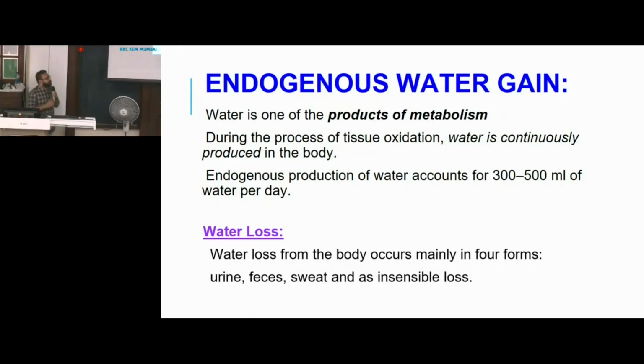Okay, what are the sources of water loss? Pretty much common and pretty much known to you. Water loss from the body occurs mainly in 4 forms: urine, feces, sweat, and as insensible loss. Okay, so we all know about the urine. What is the normal urine volume we excrete? Yes? Any volunteer? What is the normal urine excretion in our body or from our body? What is the normal amount? What is the normal urine excretion? Yes, anyone?